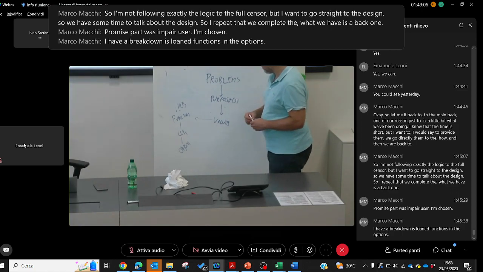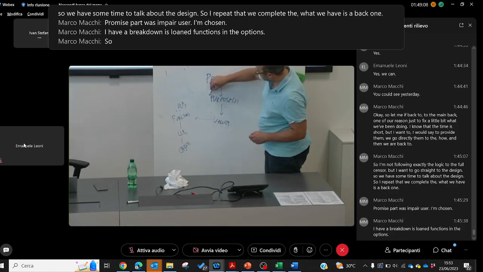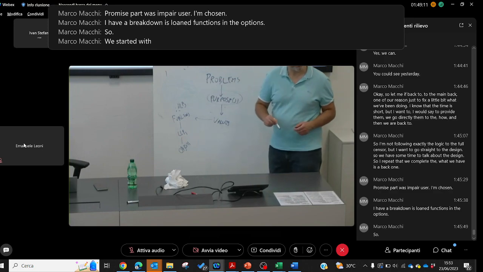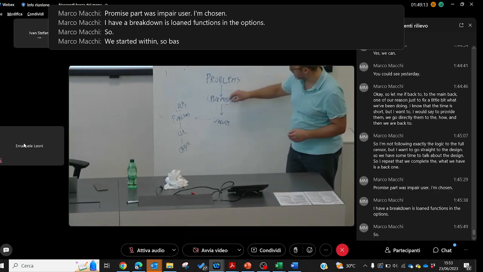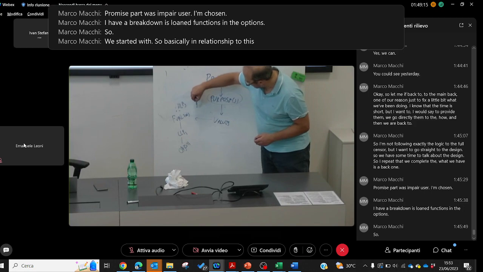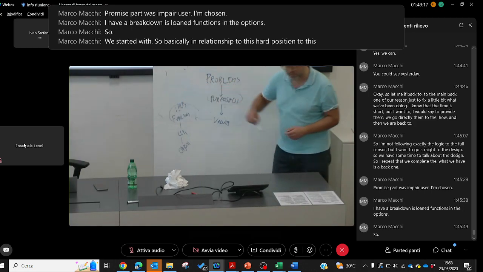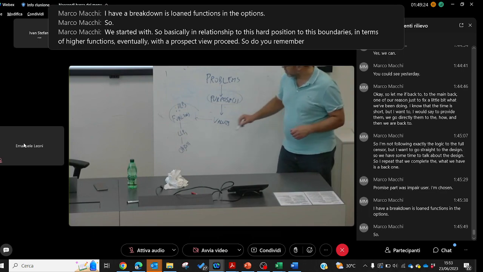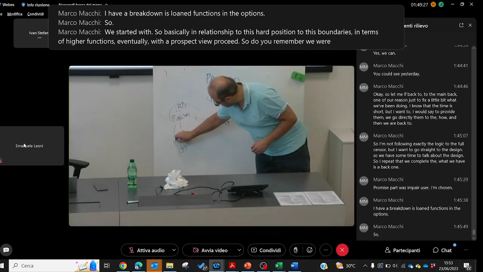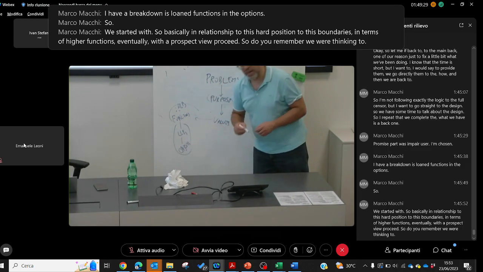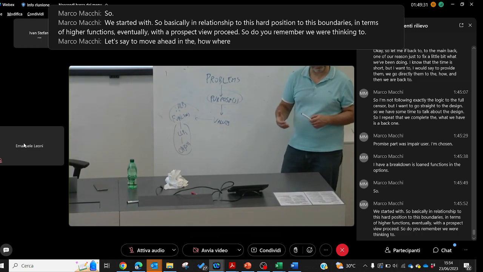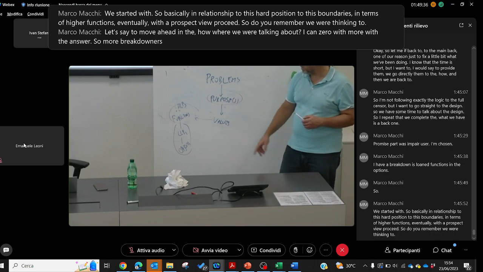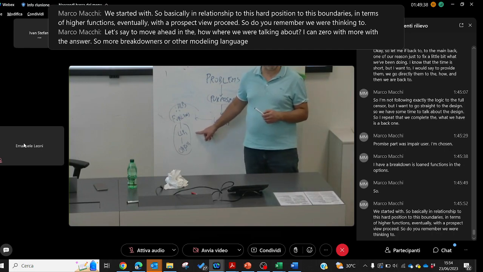So we started with IDEF0 and SIMOSA. Basically, in relationship to these purposes, to these boundaries in terms of high-level functions, eventually with the process view of things, driven by it. We were thinking to move ahead in the how, when we were talking about IDEF0 with more details, so more breakdowns, or other modeling languages like the event process chain.